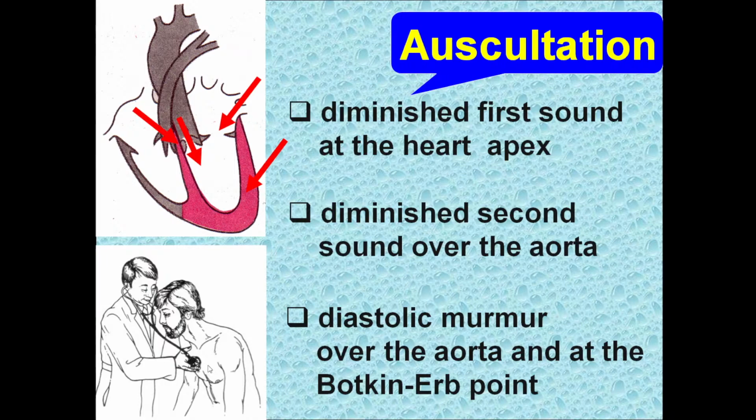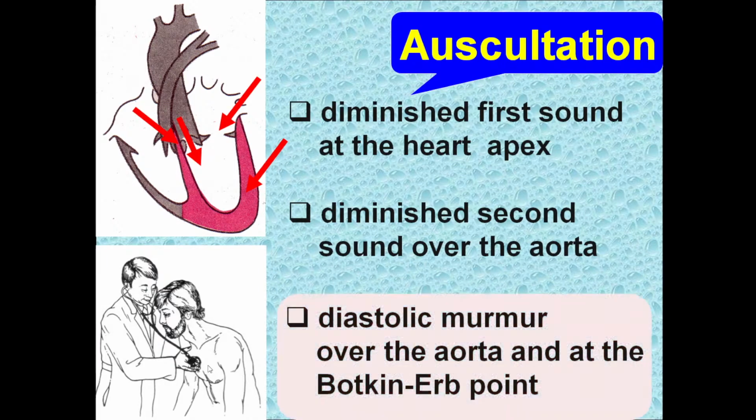And again, I'll pay your attention. The main clinical picture, or visiting card, of aortic regurgitation is a diastolic murmur over the aorta and at the Botkin-Erb point.